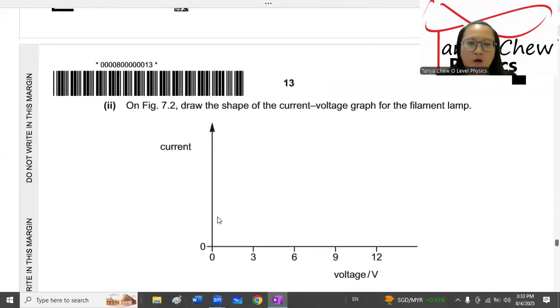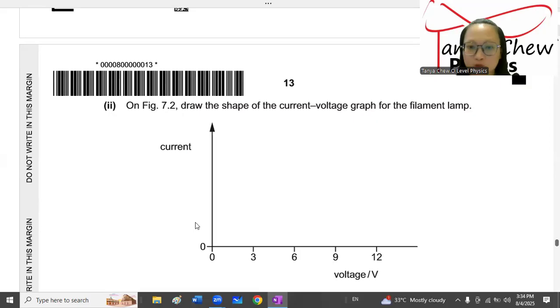The next one. On fig 7.2, draw the shape of the current voltage graph for the filament lamp. Bear in mind, the filament lamp does not obey Ohm's law. For Ohm's law, the current versus voltage graph has to be a straight line starting from the origin. But for the filament lamp, due to the temperature increasing, the resistance of the filament lamp also increases. That is why Ohm's law is not obeyed by the filament lamp.